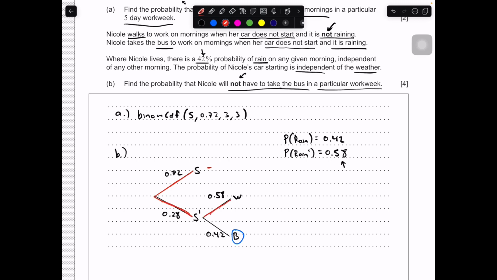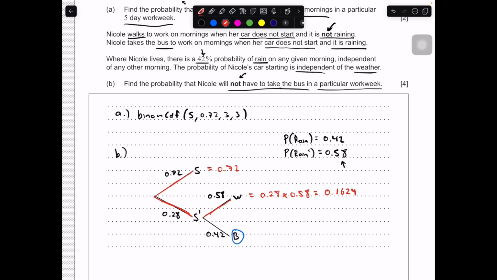So we could do this. We could do 0.72, and then we could do 0.28 times 0.58 and add those up. And that's her not taking the bus. And to be honest, actually, that's not all that bad. So let's do that. 0.28 times 0.58 plus 0.72. Okay, so this actually is equal to 0.1624, saving as much of our digits as possible, or levels of accuracy as possible.